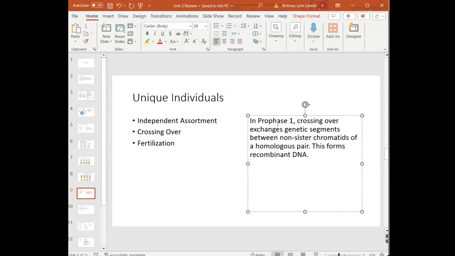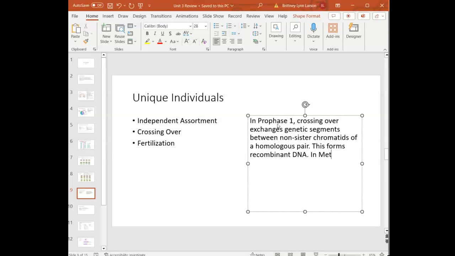That might be that if dad gave you a gene for brown eyes and mom gave you a gene for blue eyes, they might swap that so that there's now new chromosomes that have all of dad's information except for mom's gene for blue eyes, and vice versa. And that's creating new combinations of DNA, okay?